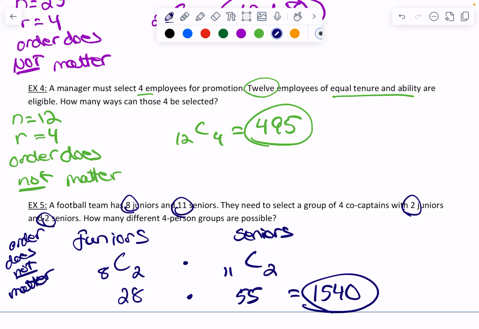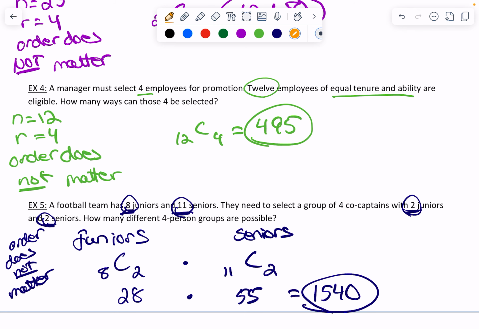So because there's a different amount for juniors and seniors, and we're picking 2 from juniors and 2 from seniors, we need them in different groupings. We need to group them separately, instead of just saying that, okay, we've got 19 juniors and seniors and we're picking 4 out of them. We want the 2 from juniors and 2 from seniors. So we have to treat them as 2 different sets.